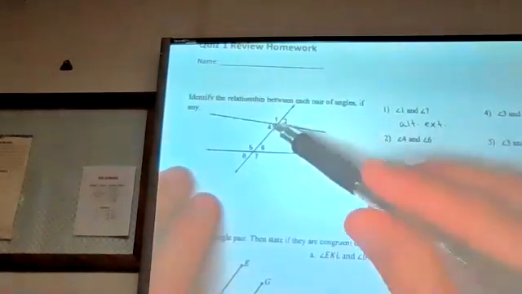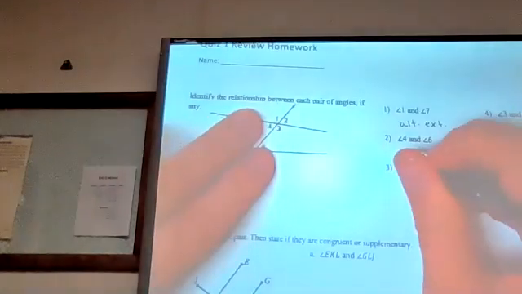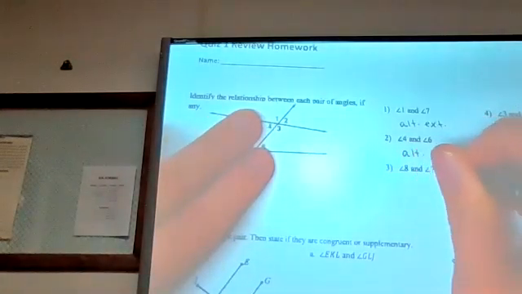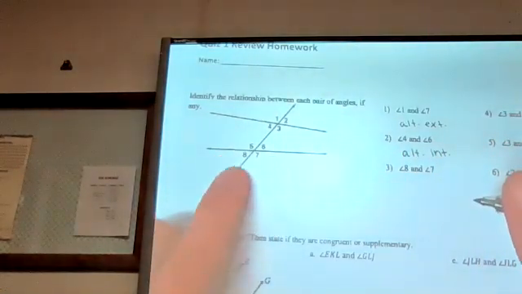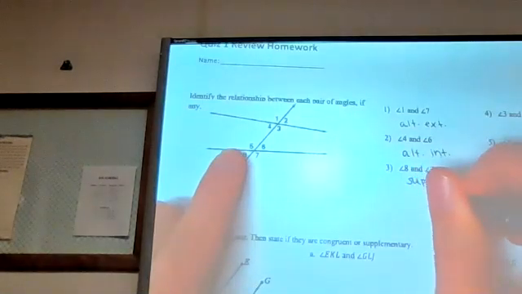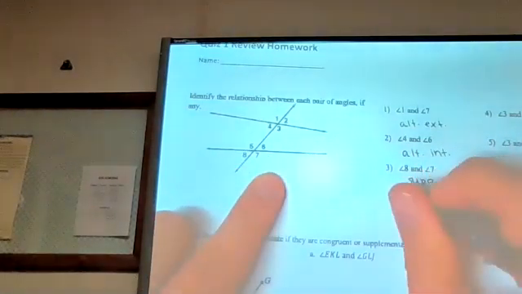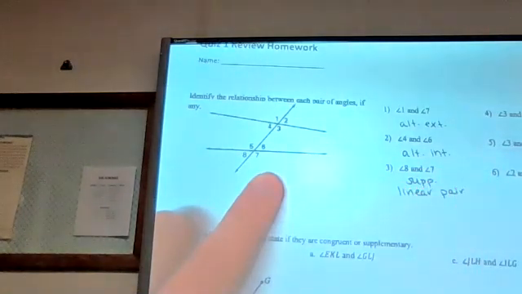Number 2, 4 and 6. Is it interior? Alternate interior, yeah. 8 and 7, what's that called? Supplementary would be fine. Or did anyone have something else? Like a linear pair? Okay, either one would be fine.